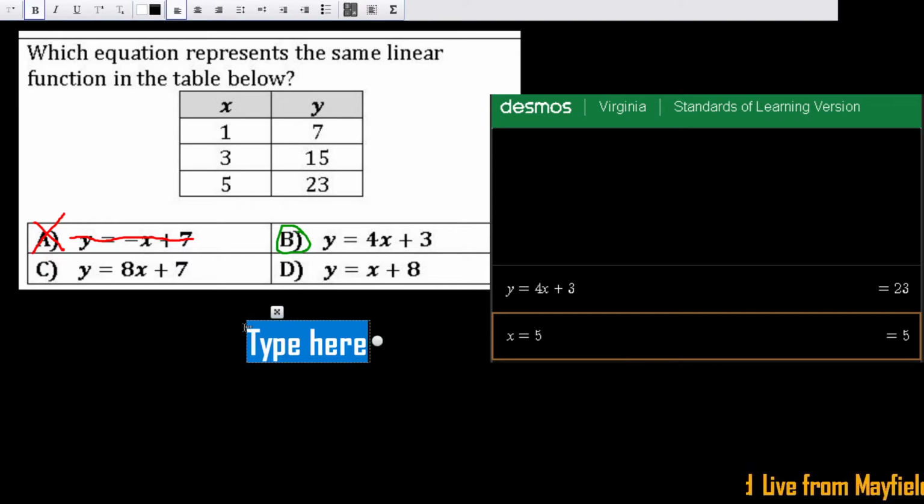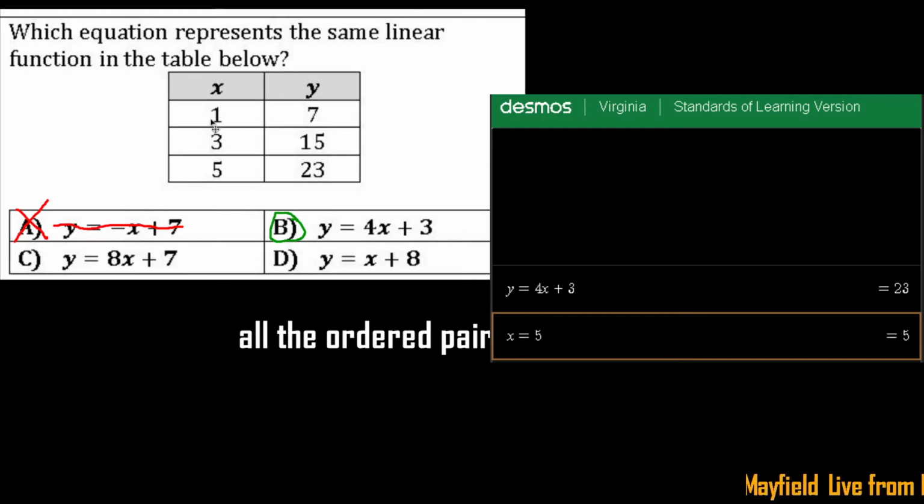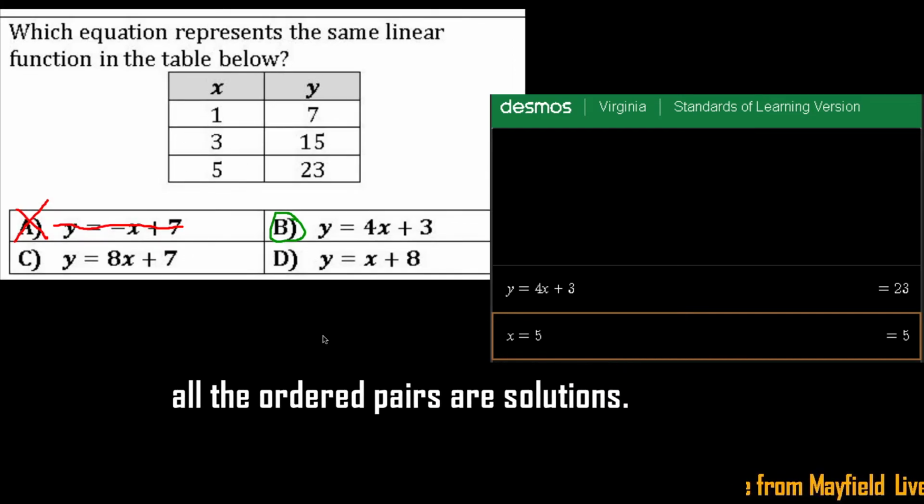Let me say that real quick: all the ordered pairs are solutions. What that means is this: when I plug in my x value, my y value is what should come out. And since that worked, we know this one is correct.